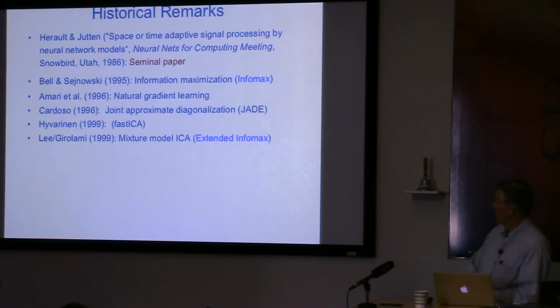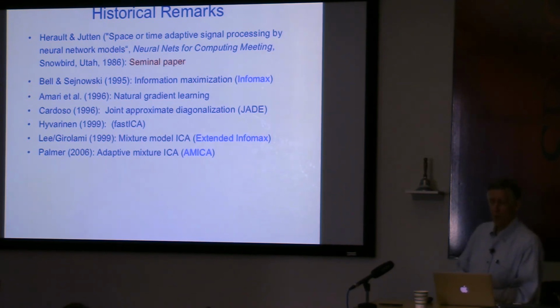The extension of infomax ICA to deal with what's called sub-Gaussian sources was produced by Te-Won Lee and Mark Girolami here. And we used that originally until Jason Palmer came up with a generalized version of all this, AMICA, which is, to our knowledge, the most powerful algorithm for source separation of EEG.